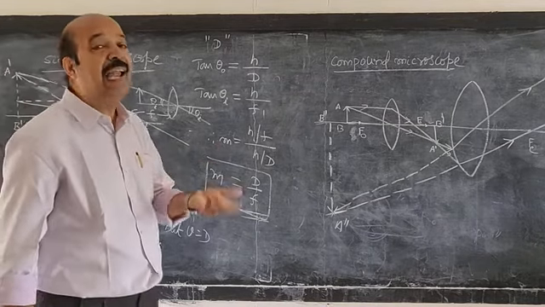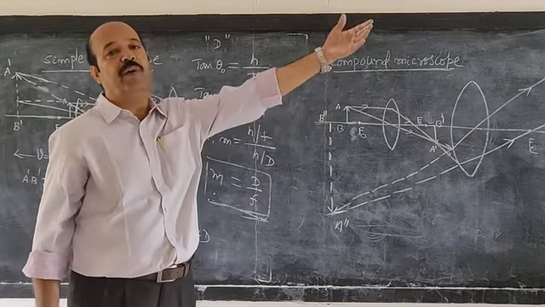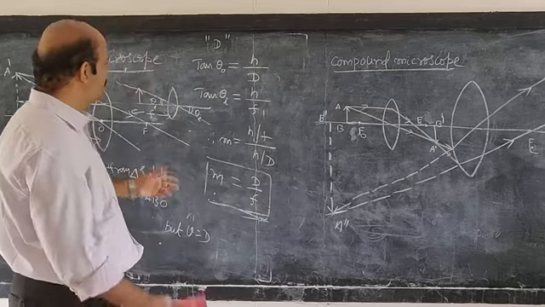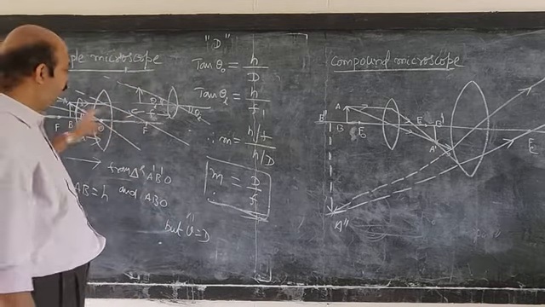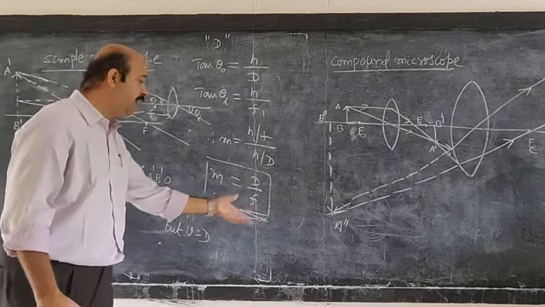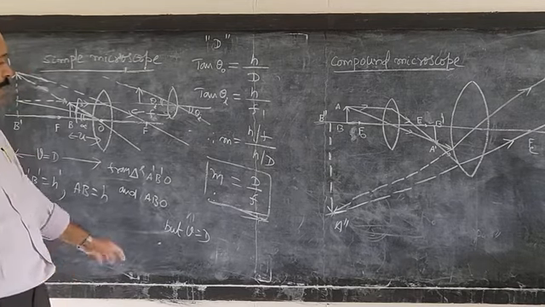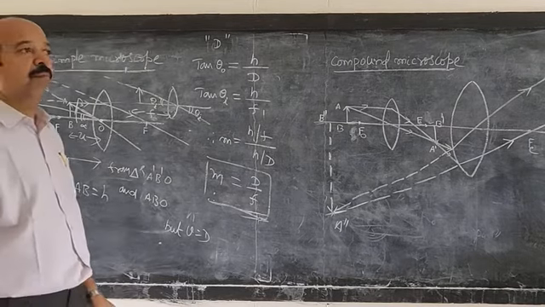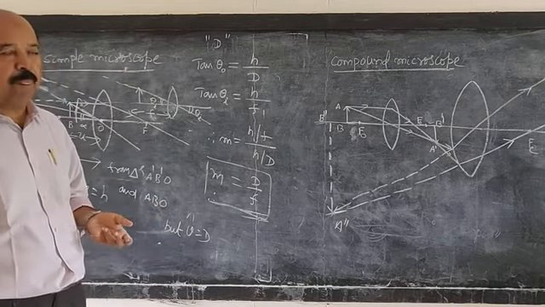So this is for relaxed vision. For a relaxed eye, the image should form at infinity. There is only a small difference in the magnification. It is 1 plus d by f when the image is at the least distance of distinct vision. When it is at infinity, it is only d by f. In that way, we can derive the formula for magnification by a simple microscope.